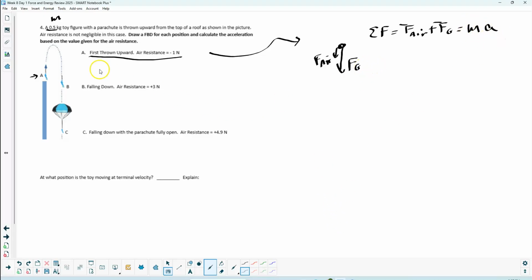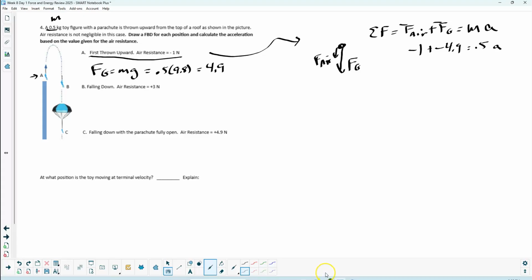So we can calculate the force of gravity. The force of gravity is not going to change. It's going to stay constant for the whole problem. So it's 0.5 times 9.8, which is 4.9. It's going down, so this one's going to be a negative 4.9. Air, it says it was -1 here. And then those are equal to the mass, which is 0.5, times the acceleration.